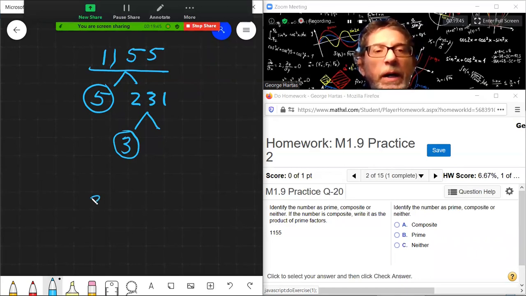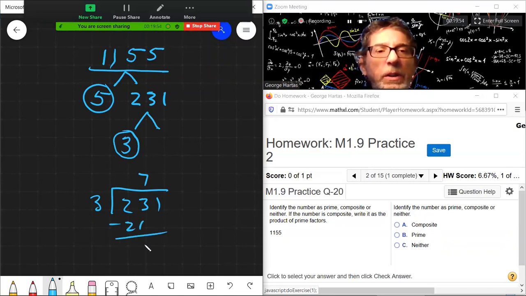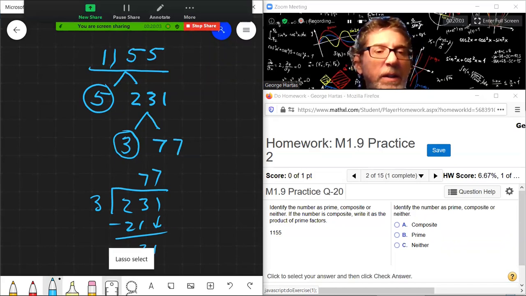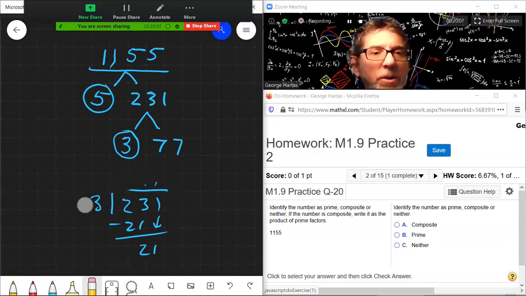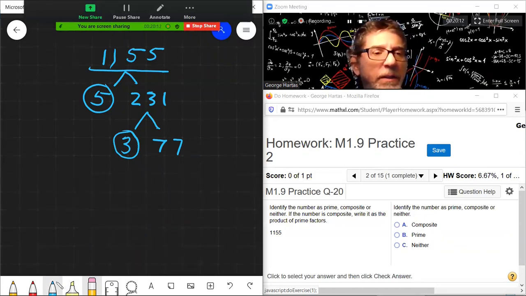Again, I'm going to divide 3 into 231 to find out what this number is. Quick and dirty, nothing fancy. Oh, 3 times 77 is 231. All of a sudden, this is manageable. It's not too bad, right? Now, is this a prime number or a composite number?